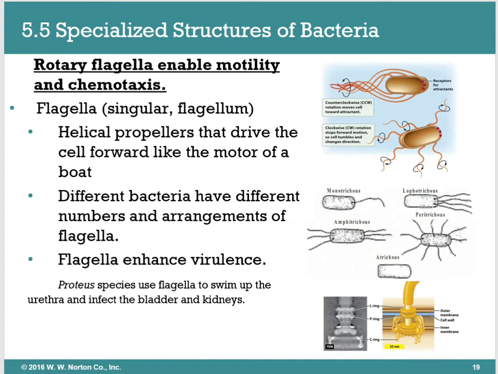Different bacteria will have a different type of flagellum, like I said right here. So there are 5 main types of different flagellum, and then also the type of flagella that they have can also enhance their virulence, such as with the Proteus species. They use the flagellum to actually swim up their urethra to infect the bladder, and then even continue to ascend into the kidneys. So a lot of times flagella is considered a virulence factor.